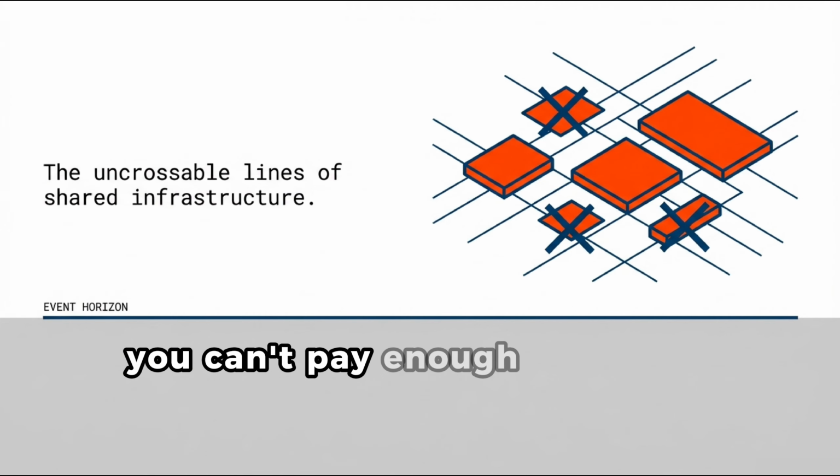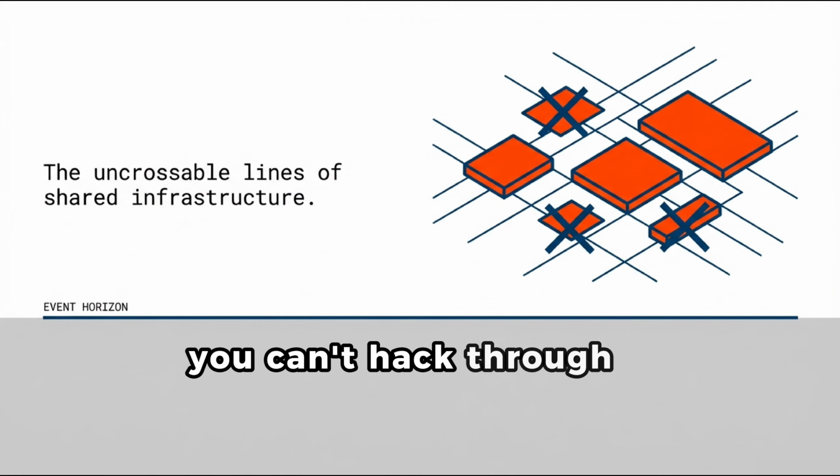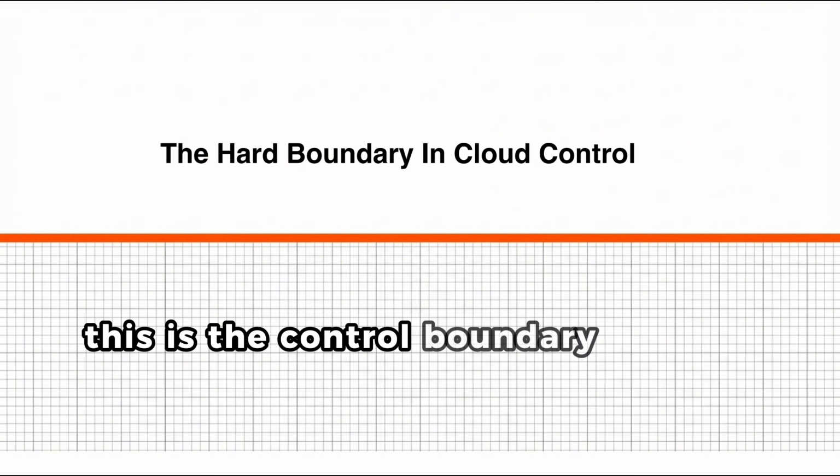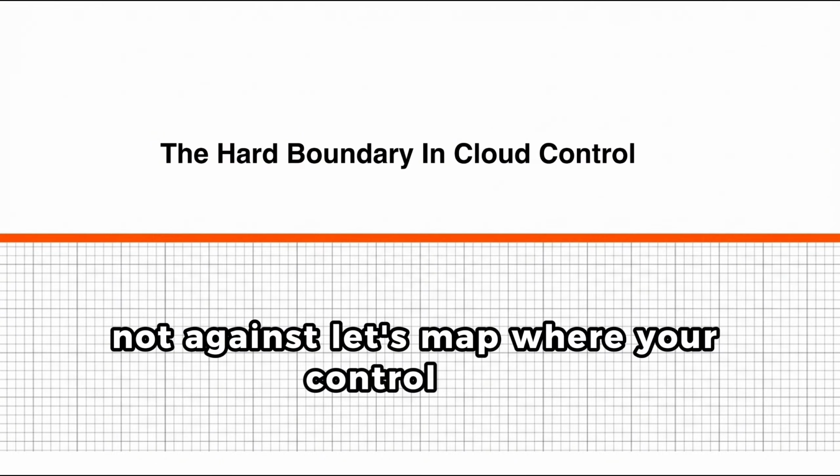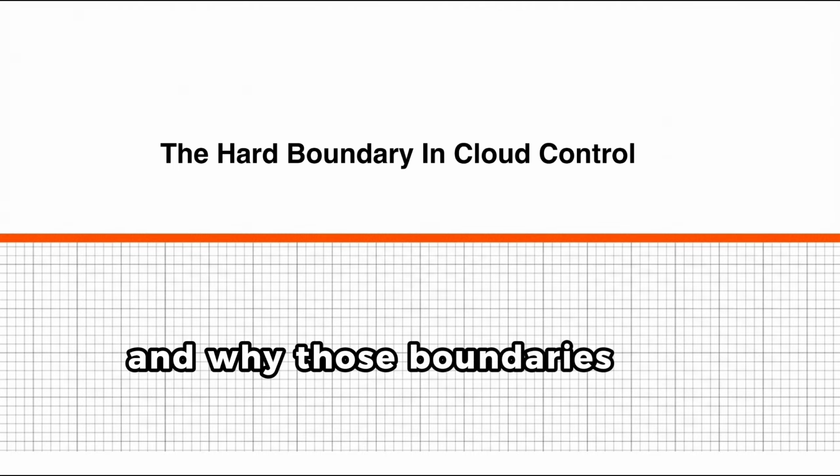You can't negotiate around it. You can't pay enough to cross it. You can't hack through it. This is the control boundary in cloud computing. The line you can't cross. The limits you work within, not against. Let's map where your control ends and why those boundaries exist.